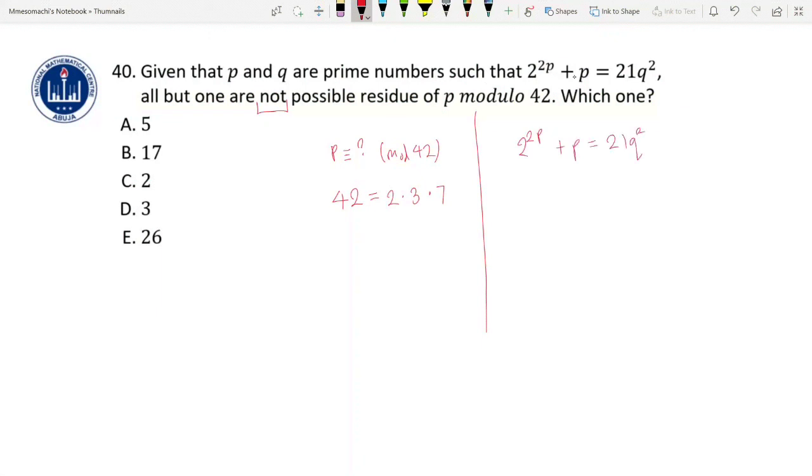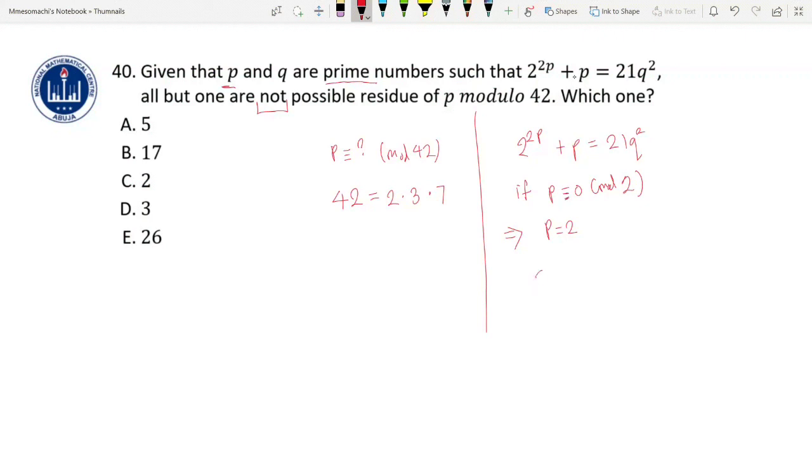Since P and Q are prime numbers, if P is congruent to 0 mod 2, then that will imply that P is equal to 2 because P is a prime number. So that's one of the nice things about working with prime numbers.